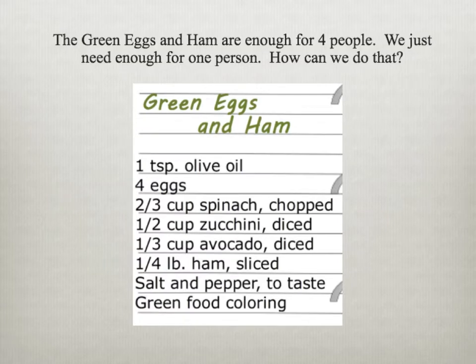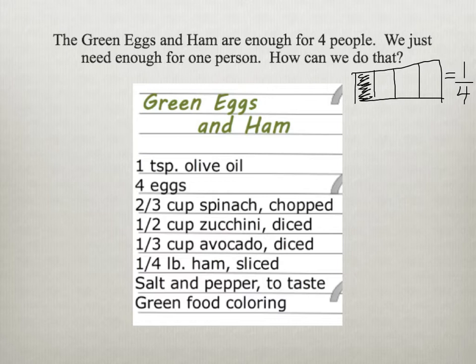Alright, so this green eggs and ham recipe is enough for 4 people, but we just need enough for 1 person. So how can we figure that out? Well, let's draw our model here. Let's pretend that this is a pan of the green eggs and ham after it's cooked, and it feeds 4 people, which means that there are 4 servings here. If we only need 1 of those 4 servings, that means that we only need 1/4 of a serving.